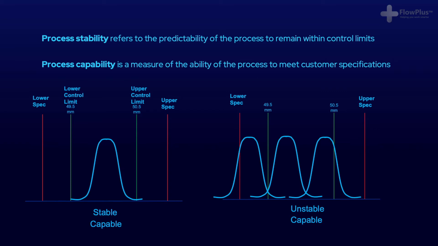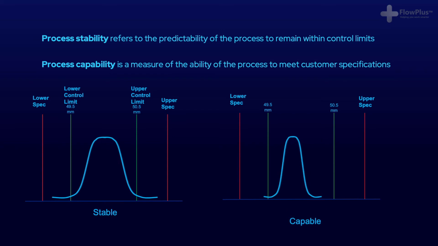The process on the left is both stable, i.e. within the control limits, and capable, i.e. can fit within the spec limits. The process on the right is capable, as it could still fit within the spec limits. It is, however, unstable, as its distribution is moving out of the control limits. Remember, stability is the ability to remain within the control limits, not the spec limits.